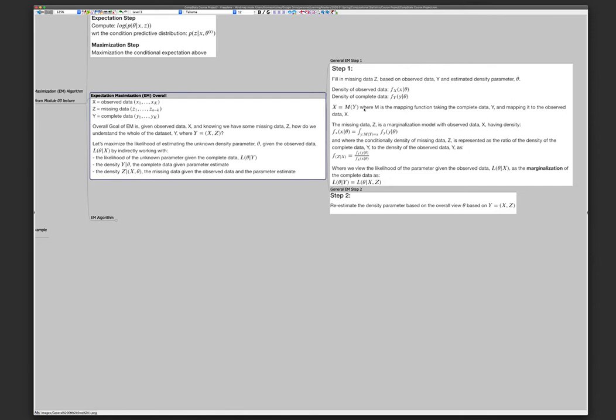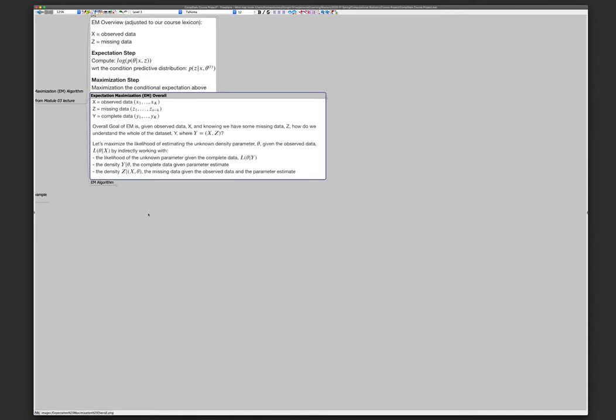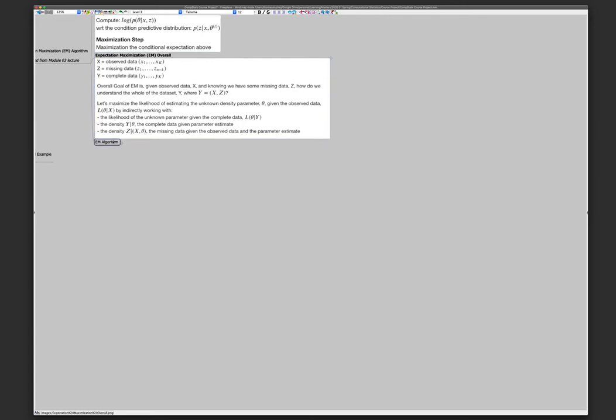First, we fill in our missing data based on our observed data and estimated density parameters. We come up with this, and then we re-estimate that based on the complete data, which is X observed and Z missing. More formally, we have this down here.